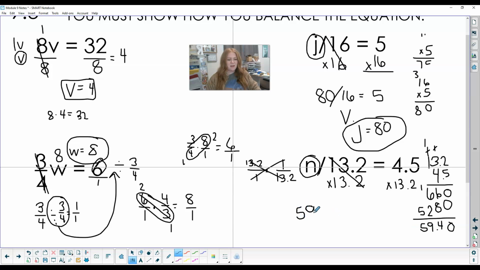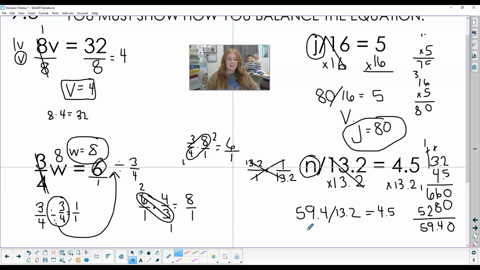So 59.4 divided by 13.2 should equal 4.5. So if I'm thinking about that right, 13, that's pretty close to 15. So 15, 30, 45, 60, and it was a little smaller, and it's about 60, about 4 times. So that sounds like it makes sense. I won't make you do 59.4 divided by 13.2 to check it out, but it should make sense.